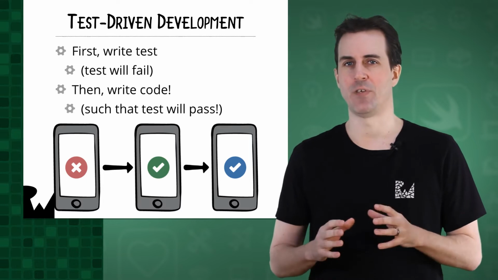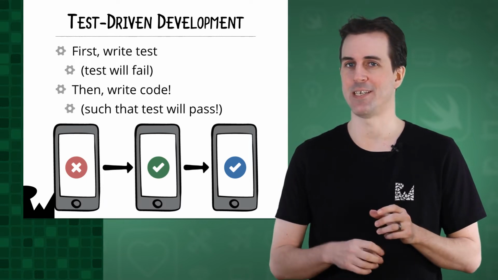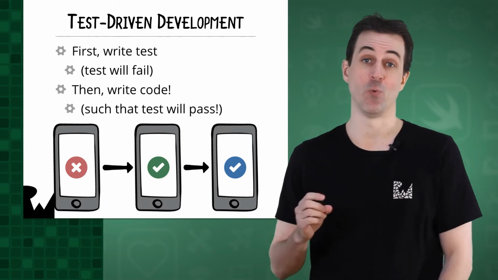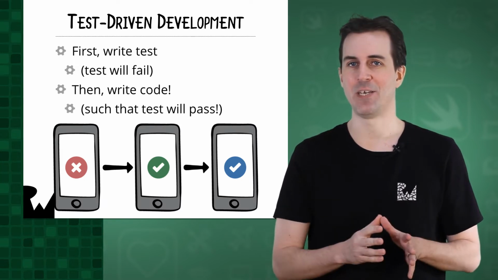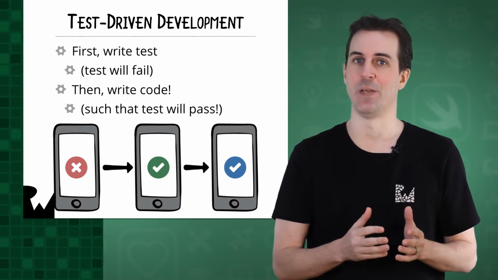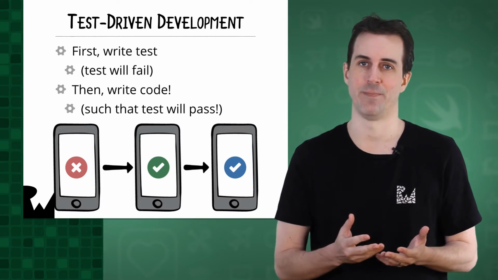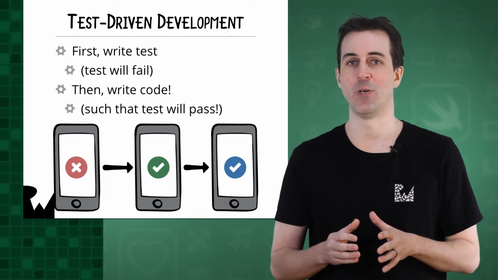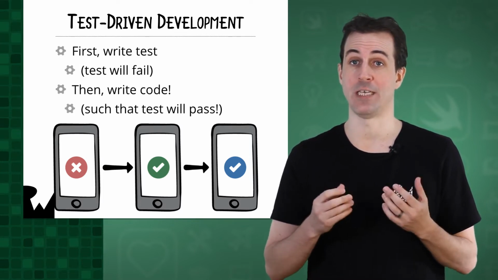Now that you understand the basics of unit testing, I want to introduce you to a way of writing apps that some developers enjoy: test-driven development. The basic idea of test-driven development is that rather than writing the test after you write your code, you write your test first. Obviously, at first your test will fail because you haven't actually written the code yet. But then when you write your code, you have some more confidence that it works exactly the way that you intended it to.